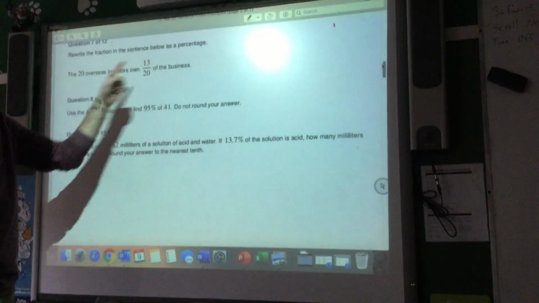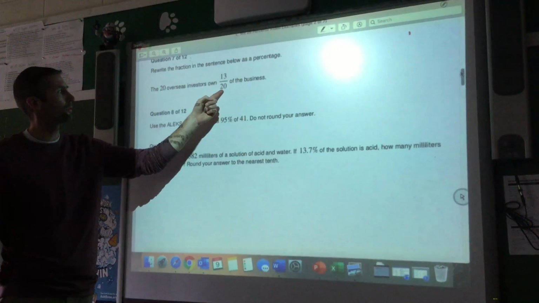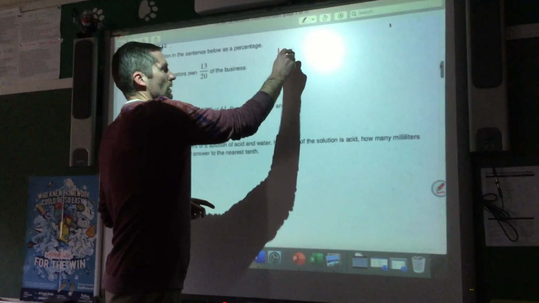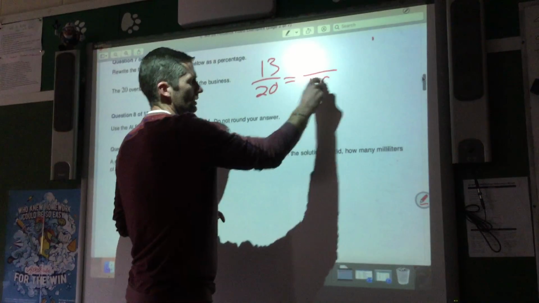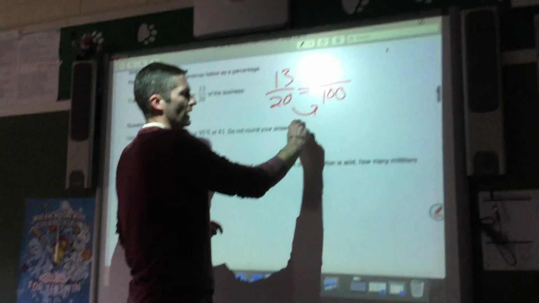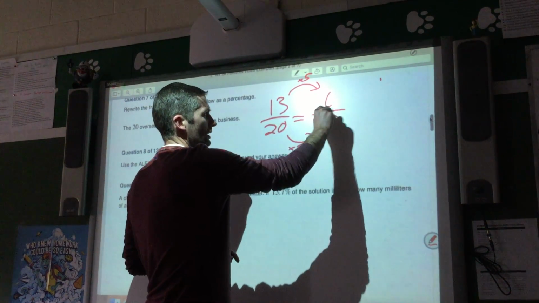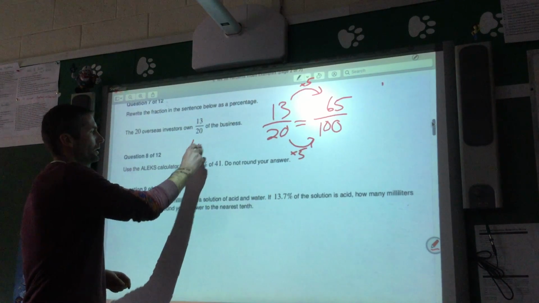Rewrite the fraction of the sentence below as a percentage. The 20 overseas investors own 13/20ths of the business. We're gonna write this fraction as a percentage. So I'm gonna see 13/20ths is how many hundredths? 20 times 5. So I'm gonna do 13 times 5, which I know is 65. So it's 65 per hundred, which is 65%.